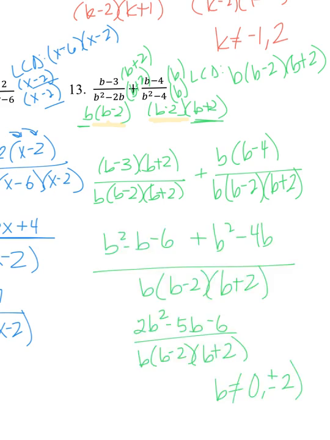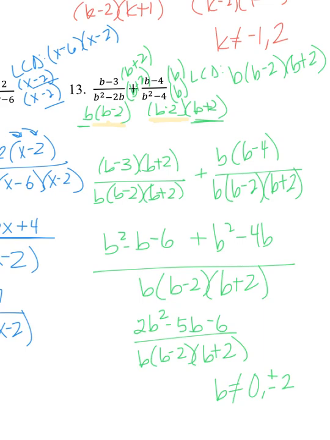Okay, so you should have gotten 2b squared minus 5b minus 6 over b times the quantity of b minus 2 times the quantity of b plus 2. In this one here, you can't factor the numerator, so it is in its simplest form right now, and that's it. So when you're doing these, the key piece is to make sure that you think about least common denominators and factor everything. Factor before you start.